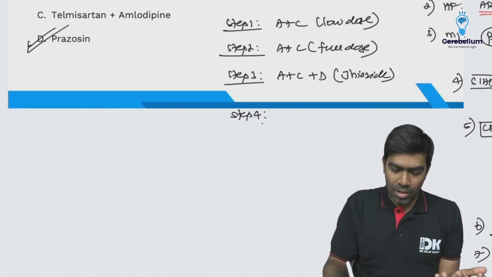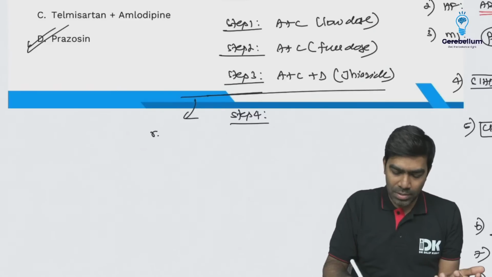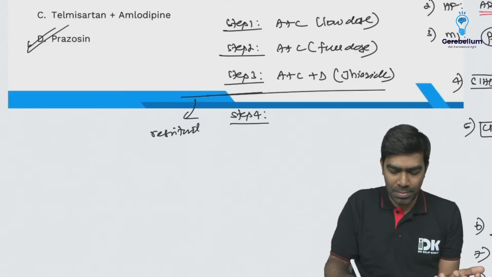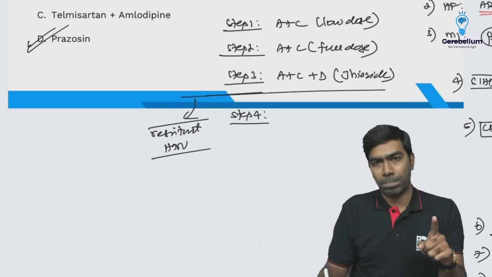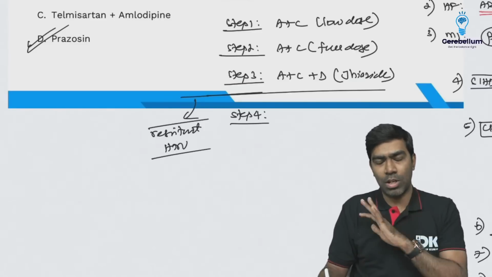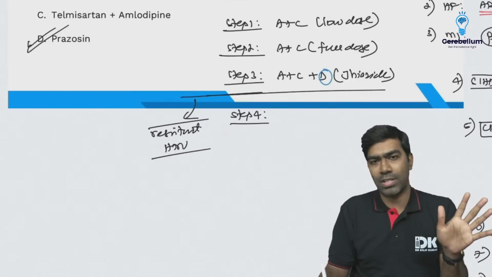In step 4, remember when you enter step 4, it means you are entering a stage of resistant hypertension. Now it becomes resistant hypertension. So what is the definition of resistant hypertension? If the BP is off target despite adding 3 drugs. BP is not controlled despite adding 3 drugs and 1 drug should be a diuretic, at least. So that is the definition of resistant hypertension.